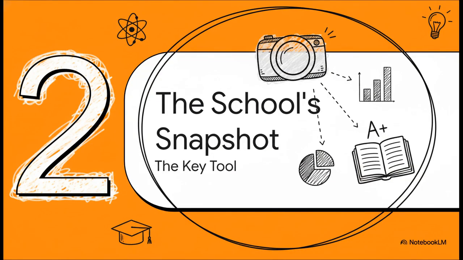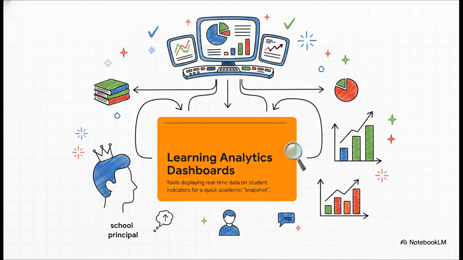All right, so if data is the new goal, how do school leaders actually see it? What's the tool that makes this all possible? This is how they get what you could call a snapshot, a clear, real-time picture of what's really happening academically across the entire school. The key here is something called a learning analytics dashboard. I want you to think of it like a command center for a school principal. It pulls together all these different streams of data, from attendance to test scores, and puts it all in one place that's actually easy to understand. We're not waiting for report cards anymore. We're seeing trends as they happen.